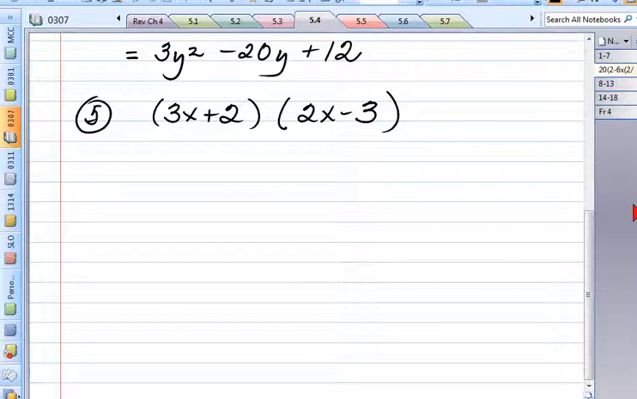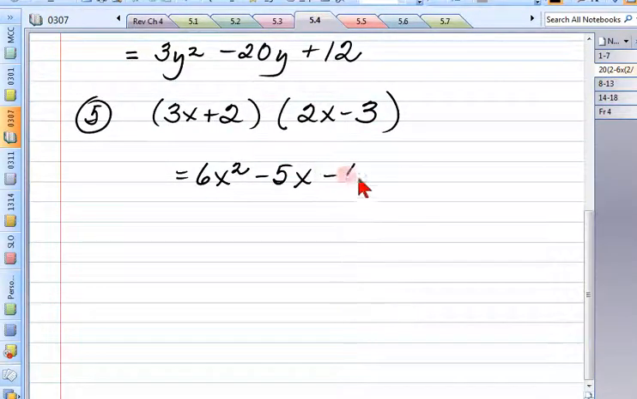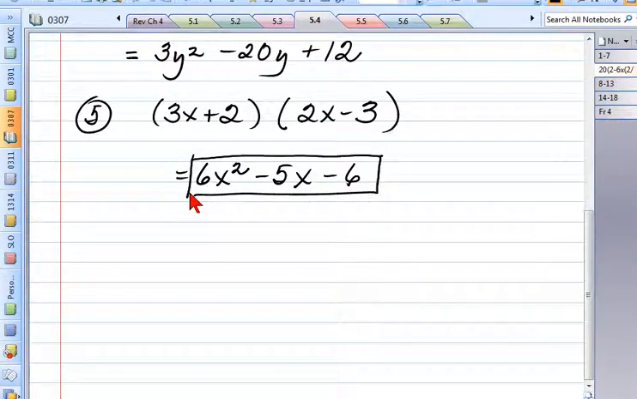What do you get for the product of the first? 6x squared. Good. You get 6x squared. The outer product is negative 9x. The inner product is 4x. Negative 5x. The product of the last? Negative 6. Now, if that worked for you, then great. That's all you'll write down.